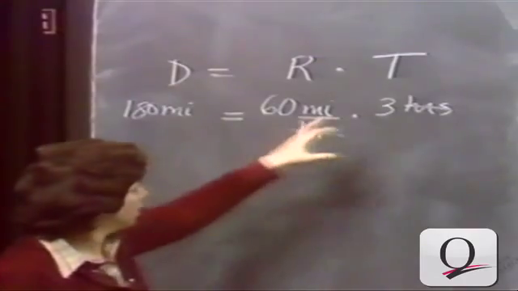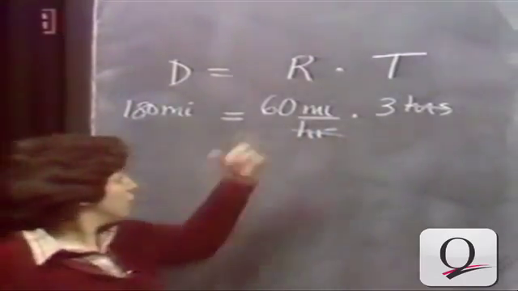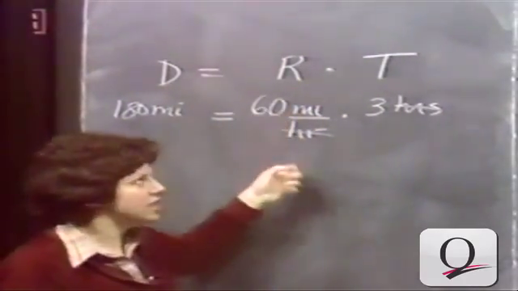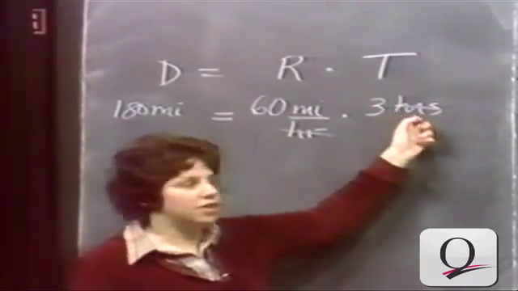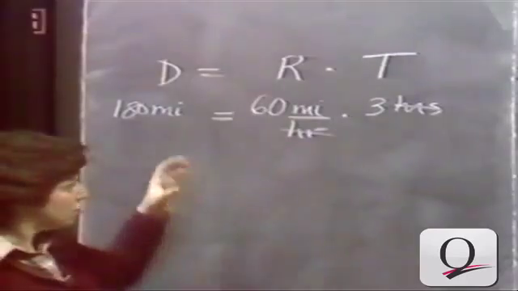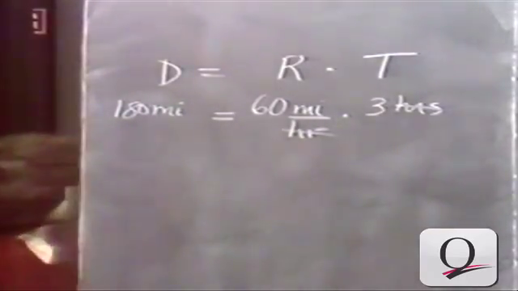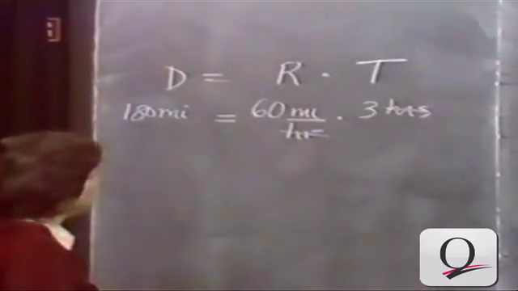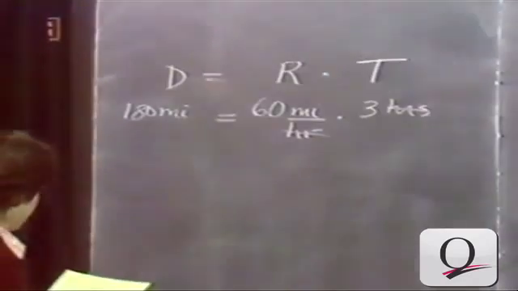We assume, of course, that the units are the same. If you had your rate in feet per second, you would want your time in seconds so that the units would cancel out and your distance would be in feet. So the units should match. Now, let me give you another variation on this idea.